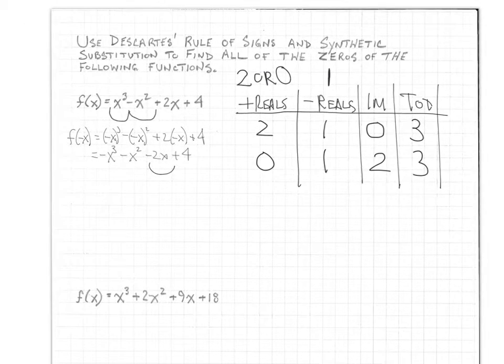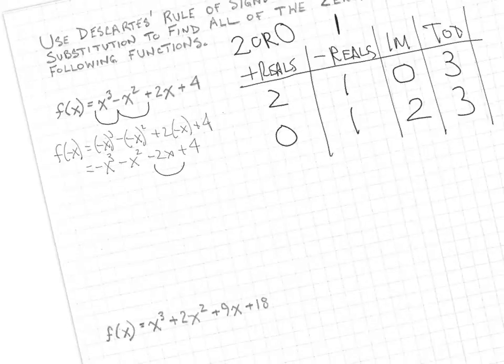Okay, now next, let's use synthetic substitution to try and find the solutions. Well, how does this help us? How do we know where to start? Well, if you look at the second scenario, there could be no positive reals. So it would be a good idea to not start with positive reals because there might not be any. So let's try negative reals and see if we can't find one. So let's start with an obvious choice. Let's start with negative 1.